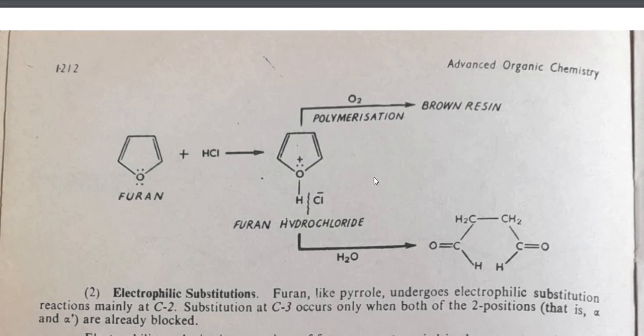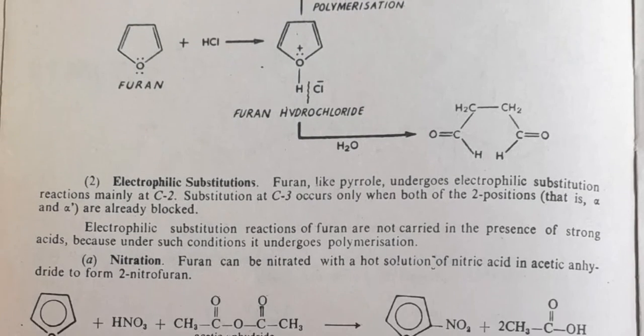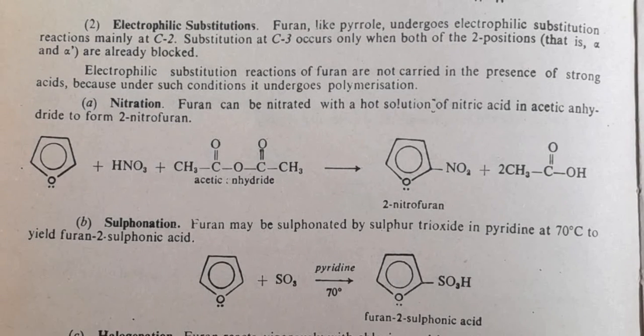One is this salt, and this salt undergoes O2 polymerization to give brown resin. Furan hydrochloride further reacts with water, forming this dialdehyde compound. Now, for electrophilic substitution reactions, like pyrrole, furan also gives the 2 position more substituted and more favorable than 3.